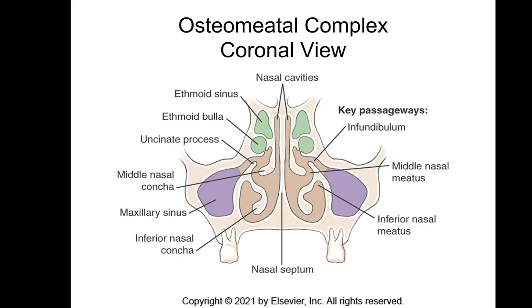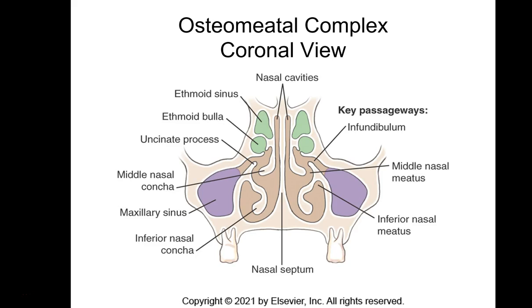Let's discuss the osteomeatal complex. The pathways of communication between the frontal, maxillary, and ethmoid sinuses provide drainage between these sinus cavities. These drainage pathways make up the osteomeatal complex, which can become obstructed, leading to infection of the sinuses, or sinusitis. CT is the best modality to evaluate the osteomeatal complex.